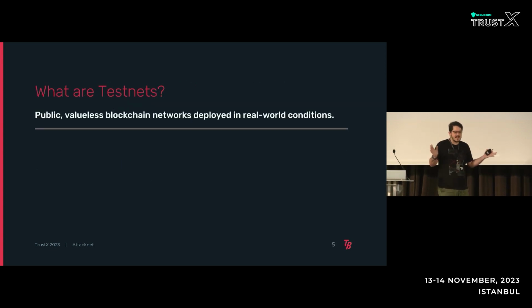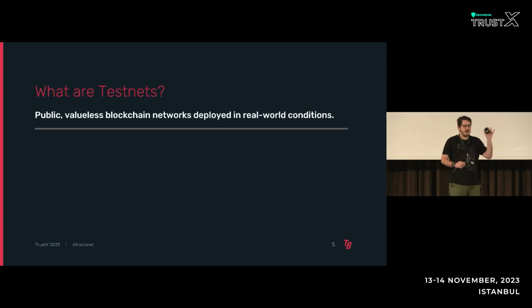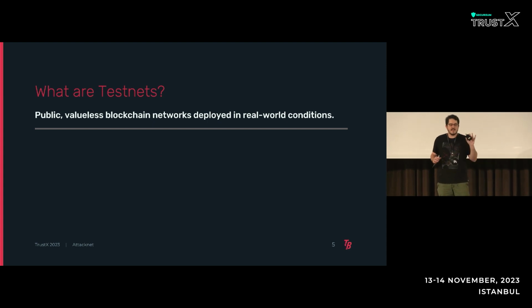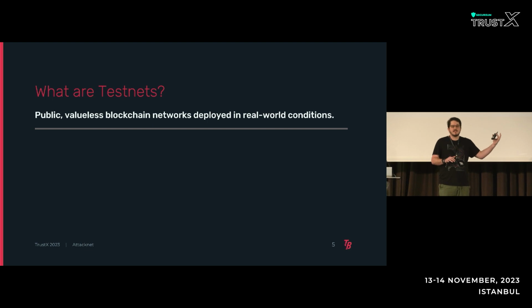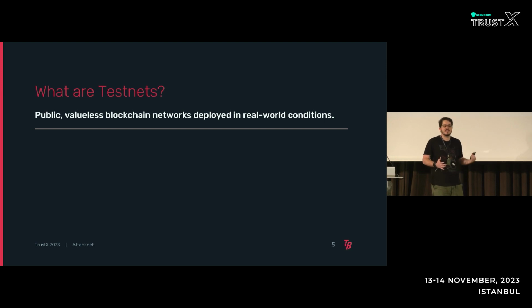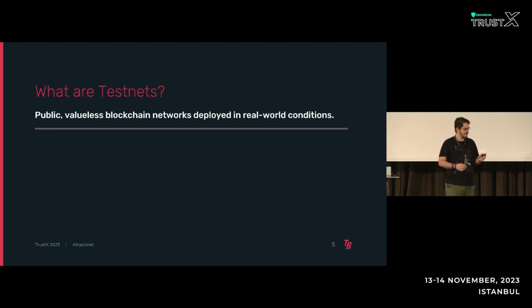So testnets, what is a testnet? A testnet is just a public, valueless blockchain that is deployed in real-world conditions. Usually it's running the next version of the hard fork or something, and we're using this to try to work out and detect all of these issues ahead of time before they hit mainnet.